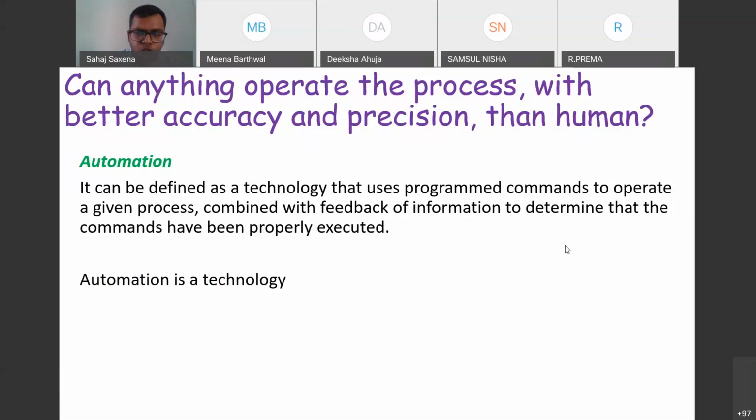And automation is a technology. In layman's language, I can say the control of a process by automatic means is called automation. So everything that is done automatically is called automation.